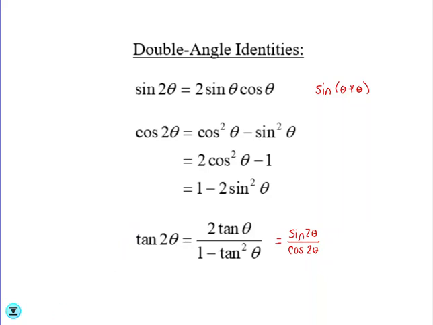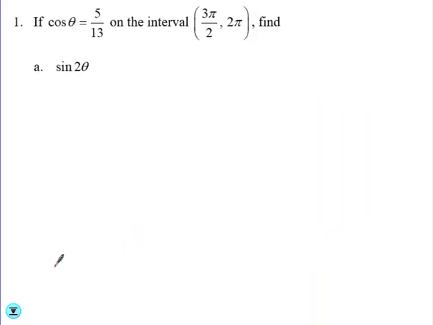Let's take a look at a few examples. In this first example, we are told that cosine of theta equals 5 over 13 on the interval 3 pi over 2 to 2 pi. So let's start by drawing a triangle. We are told that this angle is in the 4th quadrant. We also know that cosine of theta is 5 over 13, and cosine is adjacent over hypotenuse. So the adjacent side over the hypotenuse is 5 over 13.